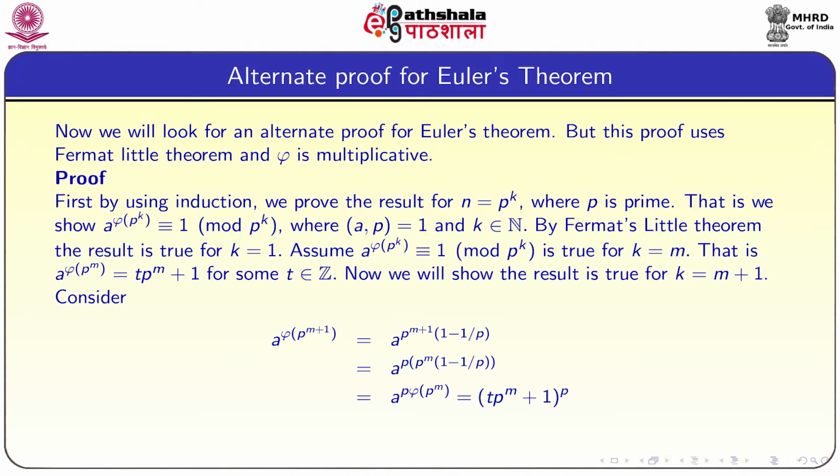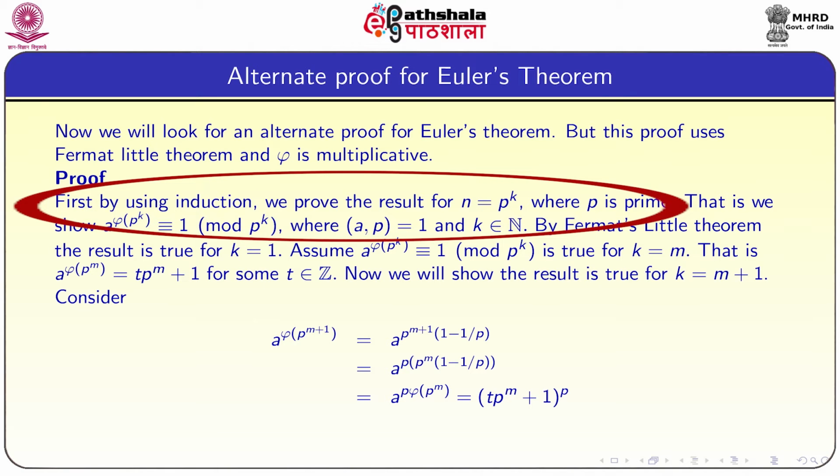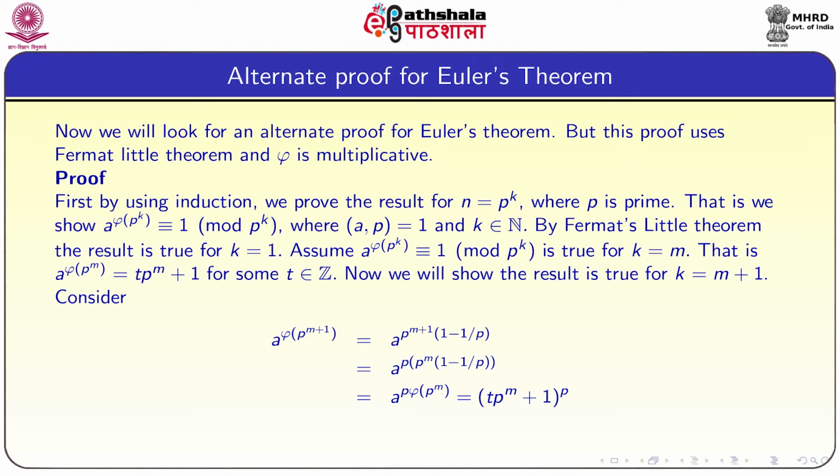Now we will see an alternative proof for Euler's theorem. This proof uses Fermat's little theorem and the fact that φ is multiplicative. This is a proof by induction. We first prove the result for n = p^k, where p is a prime number. That is, we will show that a^φ(p^k) is congruent to 1 mod p^k, where GCD(a, p) = 1 and k belongs to the natural numbers. By Fermat's little theorem, the result is true for k = 1.